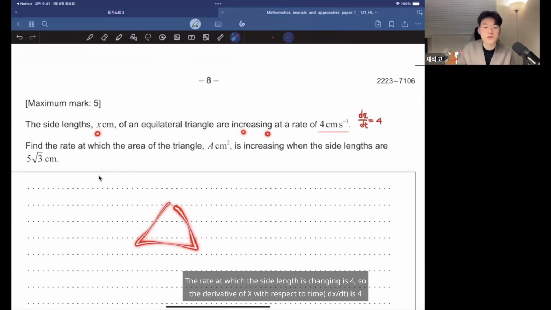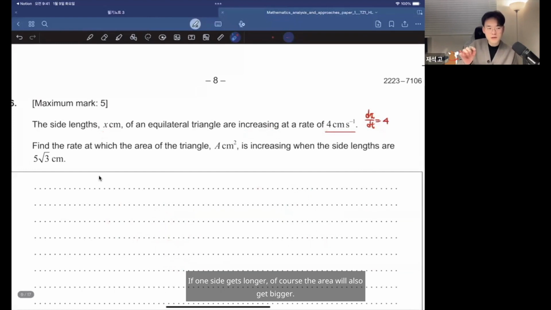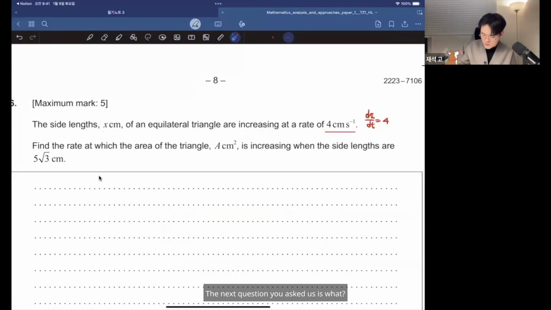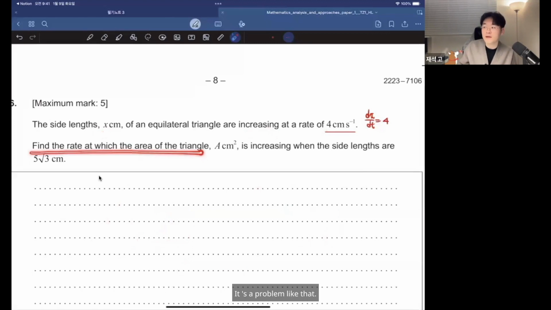The rate at which the side length is changing is 4, so the derivative of x with respect to time, dx/dt, is 4. If one side gets longer, of course, the area will also get bigger. The next question is what? What we're trying to find is how the area grows at a certain speed. In other words, they're asking us to find dA/dt, which means they're giving us dx/dt and asking us to find dA/dt. It's a problem like that.